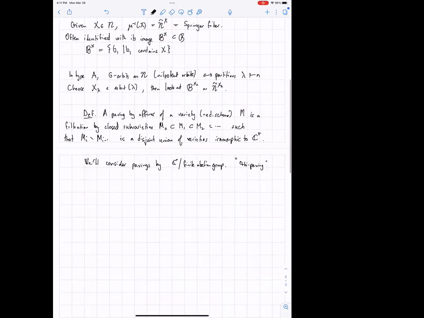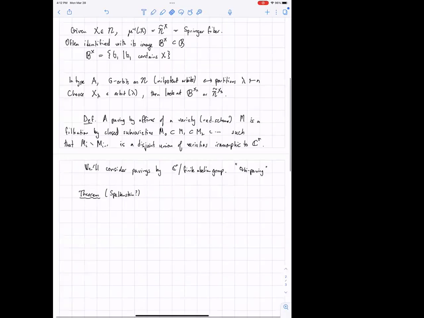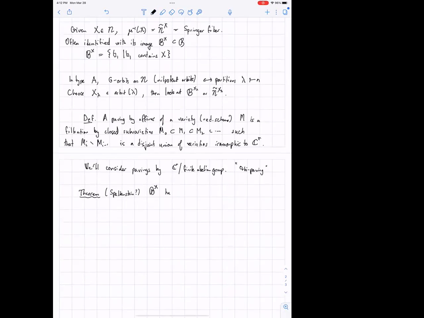So the theorem that gets the ball rolling, and I'm not actually sure who this is due to, it might be Spaltenstein or Steinberg. I know Spaltenstein did a number of things related to this, and I'm pretty sure he's one of the names associated to this, but I'm not sure that he's the only one. I think Steinberg also had done this. But the theorem is that the Springer fiber BX has a paving by affines. And this is nice for several reasons. One is it enables you to compute the Betti numbers. Another is it tells you something about the vanishing of odd cohomology groups, which is useful for various reasons.